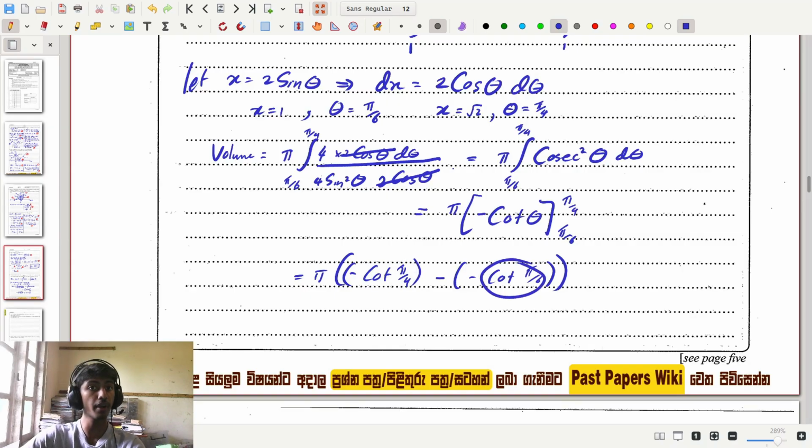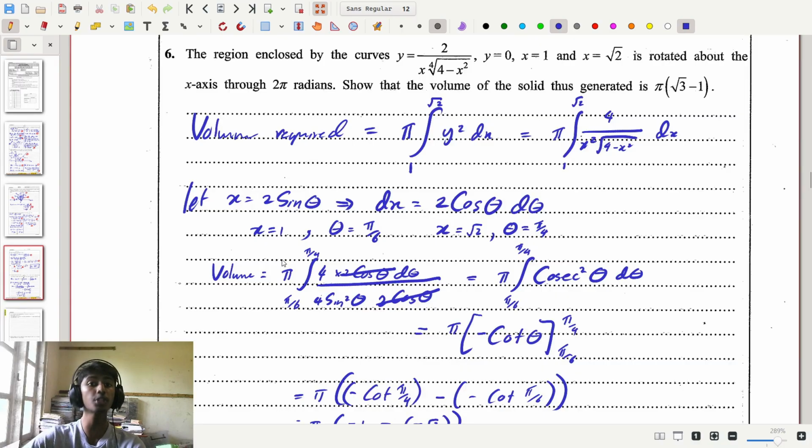And cotangent of pi by 6 is 1 over tangent of pi by 6. Tangent of pi by 6 is 1 over root 3, and therefore cotangent of pi by 6 is root 3. So therefore we have pi times negative 1 minus negative root 3. The negative and negative cancel, leaving us with plus root 3 minus 1. And therefore our volume is pi times root 3 minus 1, and we have obtained it using the trigonometric substitution x equals 2 sine theta, and done all the substituting and gotten our final answer.